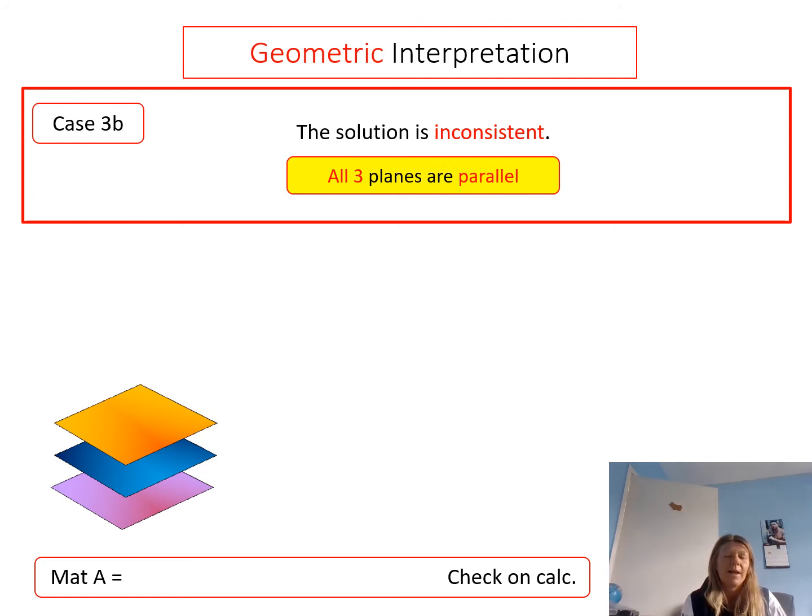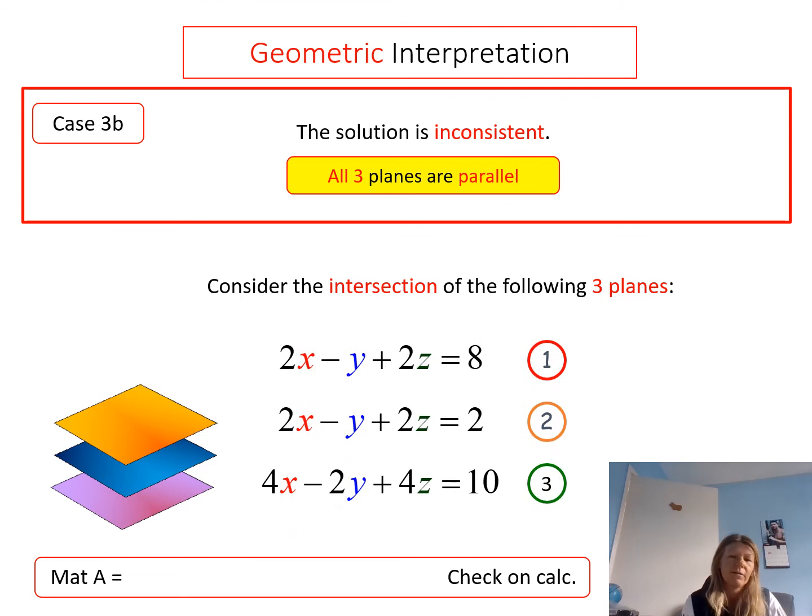Right, let's go for when the planes are parallel. So you get your 3 planes, different this time, so your A matrix is going to be different. Put the new A matrix in. So run mode, F3, 3 by 3, 2, minus 1, 2, ignore the B matrix, 2, minus 1, 2, it's the same line, 4, minus 2, 4, and that's a multiple of the others.